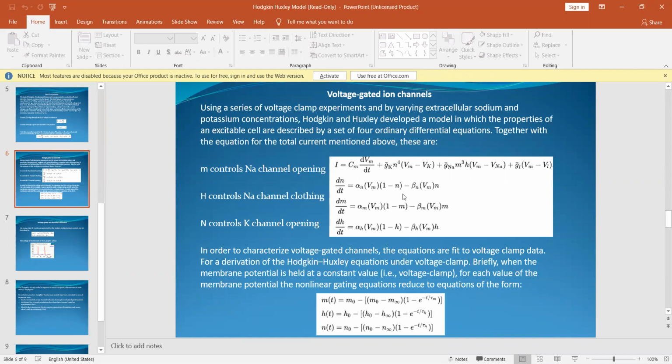Like the right graph. So for each value of the membrane's potential, the nonlinear gating equations reduce to equations of the form you can see below. Very nice.